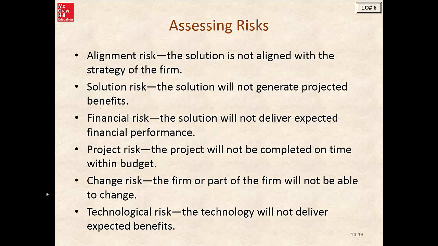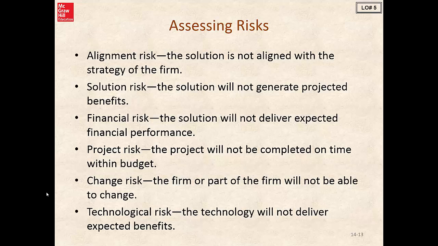So then we're going to assess risks. Alignment risk is the solution is not aligned with the strategy of the firm. Solution risk is the solution will not generate projected benefits. Financial risk is the risk that the solution will not deliver expected financial performance. Project risk is the risk the project will not be completed on time within budget. This is huge. So many enterprise system implementations eventually fail and are never fully implemented or are abandoned.